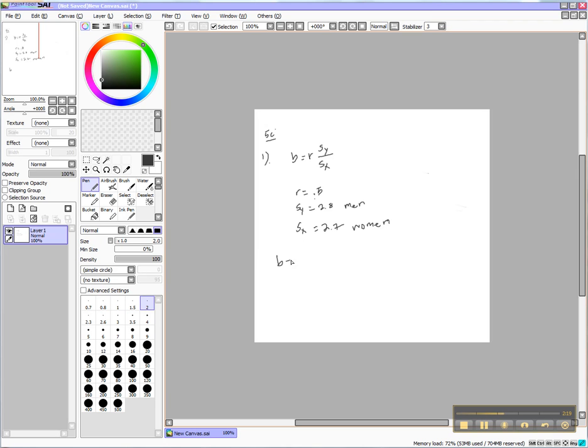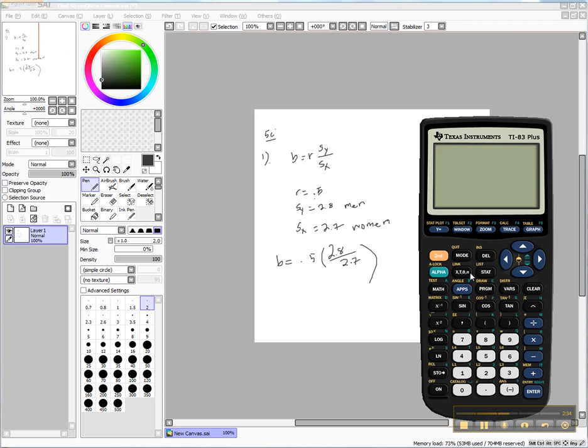Alright, so now that we have all the information that requires us to plug it into the formula, we can just now solve. B is equal to 0.5 times 2.8 all over 2.7. Let's take out my calculator here, turn it on, let's solve for it.